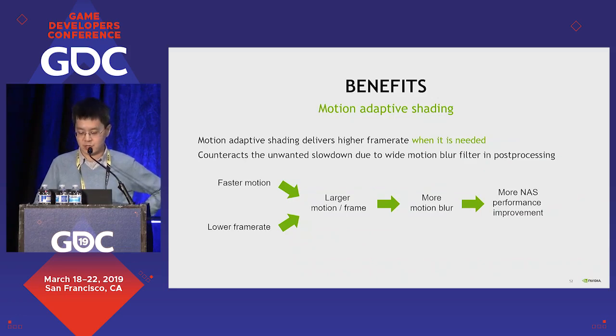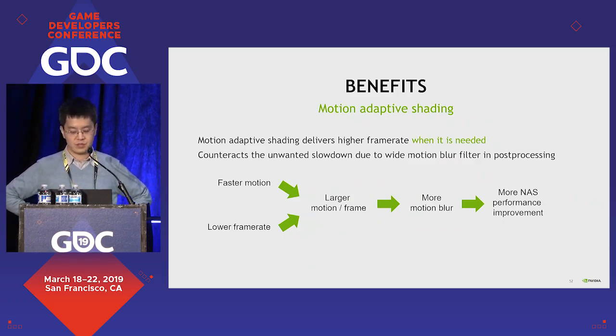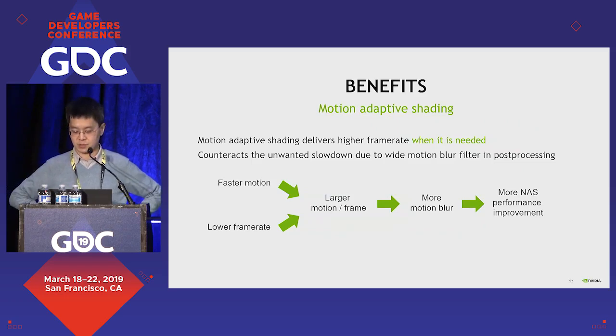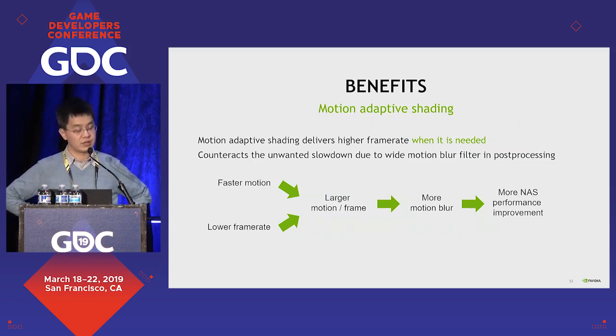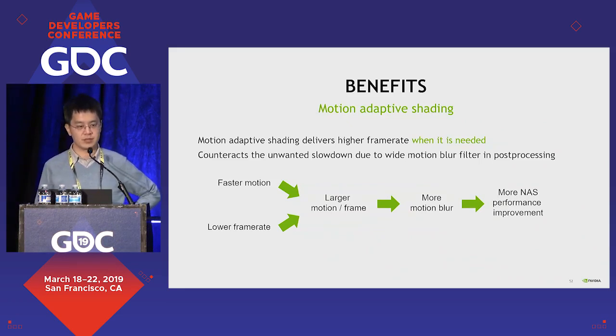There's also one additional thing that is worth mentioning here. A major benefit of motion adaptive shading is that it delivers high frame rate when it's actually needed. By that I mean, when things are moving, motion adaptive shading gives you smoother motion, which is just what you need. Also, a common problem in today's engines is that when the camera is moving fast, the motion blur effect slows the whole frame down because wider blur takes longer to compute. With motion adaptive shading, you can counteract that effect, which helps to stabilize the frame rate.